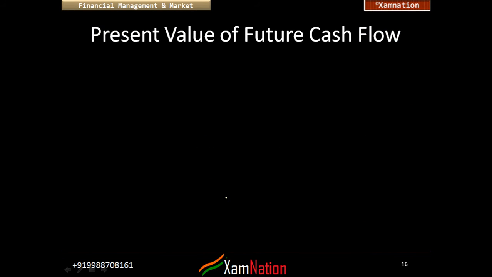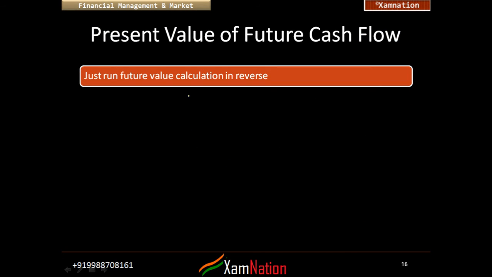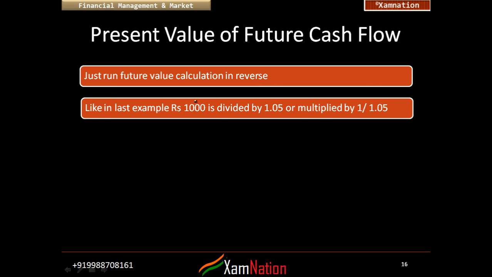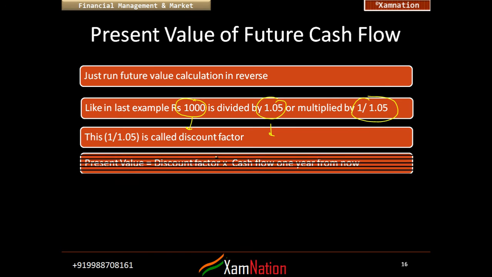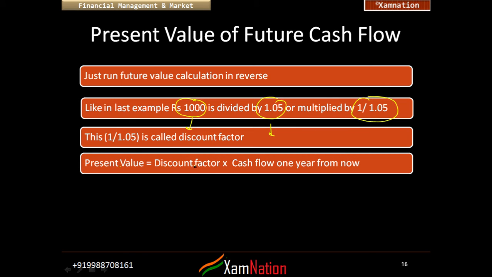So everything I am summarizing here. The present value of a future cash flow is just the future value calculation run in reverse order, as we did in the last example. In the last example, 1000 rupees is the future value you will get in the future, divided by 1.05, or you can say multiplied by 1 by 1.05. Now this 1 by 1.05 is called the discount factor.